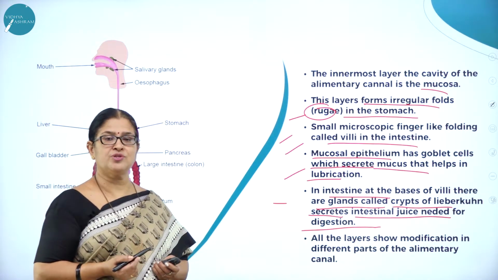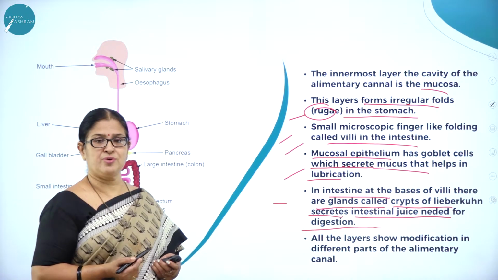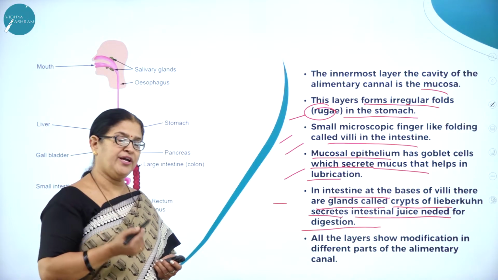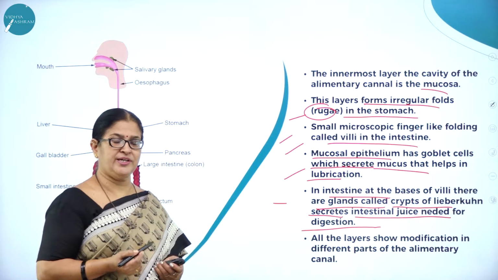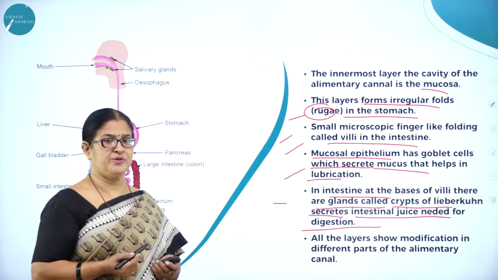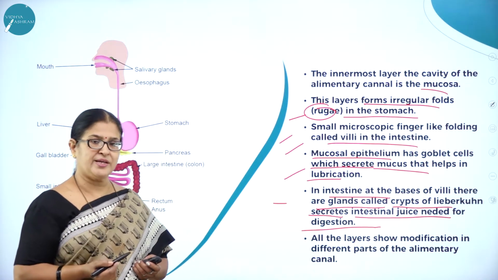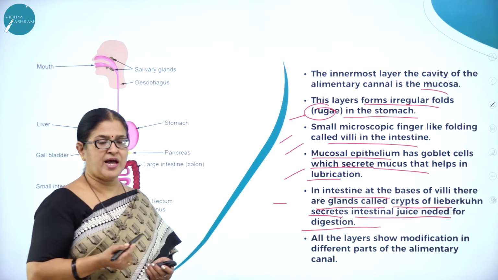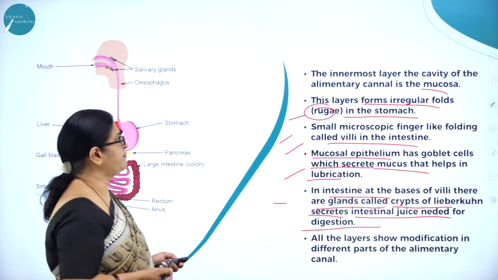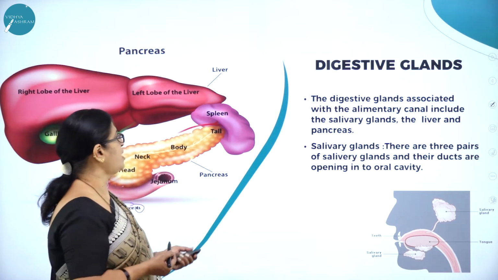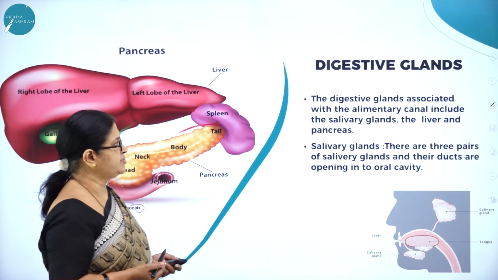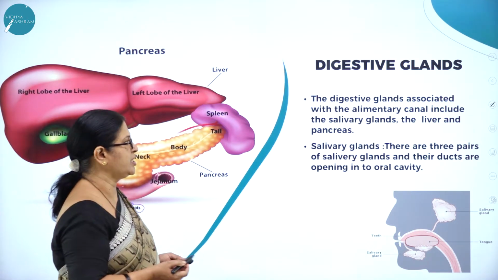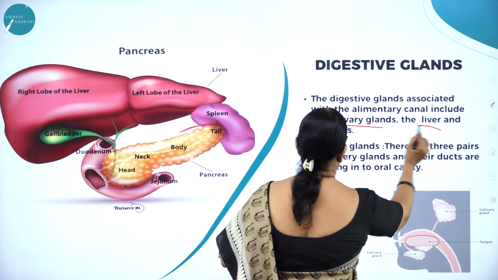From the esophagus it goes into the stomach, and from the stomach it goes to the first part of the small intestine called the duodenum. We have already come across the two very important associated digestive glands, that is the liver, which produces bile, and the pancreas, which is both exocrine and endocrine. Anyhow, we are going to deal with the liver and the pancreas in the coming slides. So now let us understand the digestive glands. The digestive glands associated with the alimentary canal include the salivary glands, the liver and the pancreas.